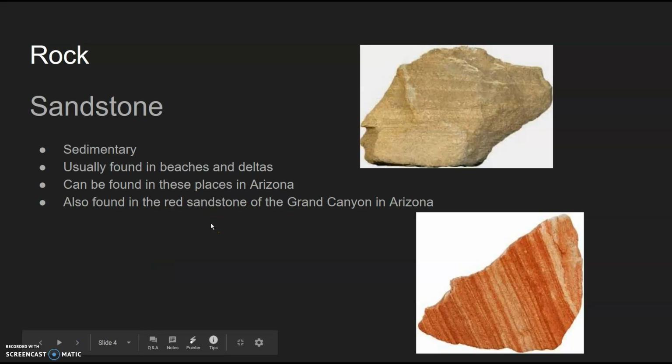And the rock I chose with silicon and quartz is going to be sandstone. This is a pretty common rock. You can find this in many different places. It's a sedimentary rock, and it's usually formed in beaches and deltas. It can be found in many places in Arizona in these beaches and deltas. It can also be found as red sandstone, as a layer of the Grand Canyon. That is red sandstone that you can find, and that's found in Arizona as well.